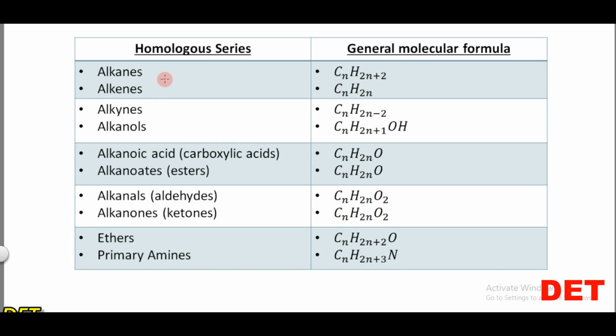Alright, so here we have 10 examples of the homologous series and their general molecular formulas, right? First we have the alkanes. This is the simplest homologous series, and the general molecular formula is CnH2n+2. We have the alkenes, and the general molecular formula is CnH2n, right? We have the alkynes. The general molecular formula is CnH2n-2.